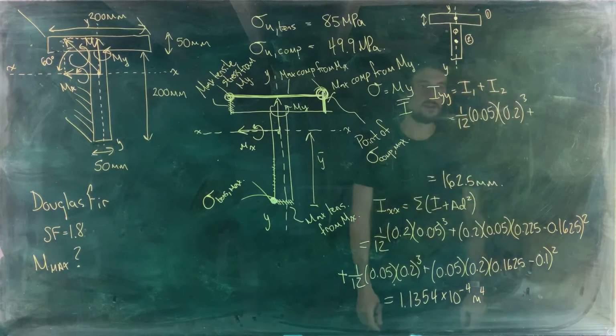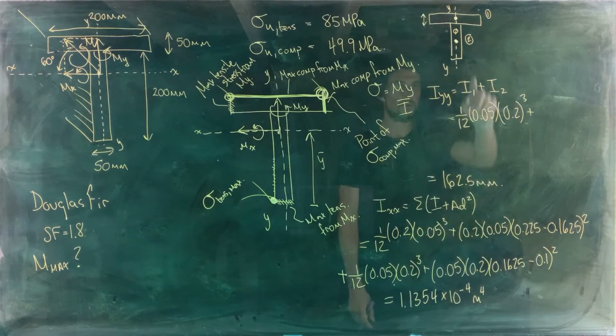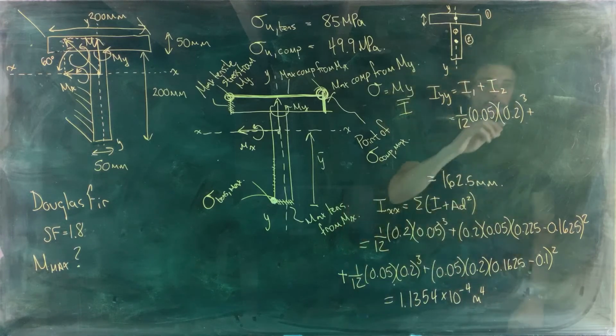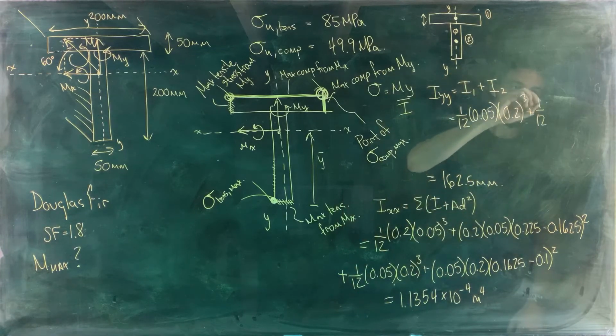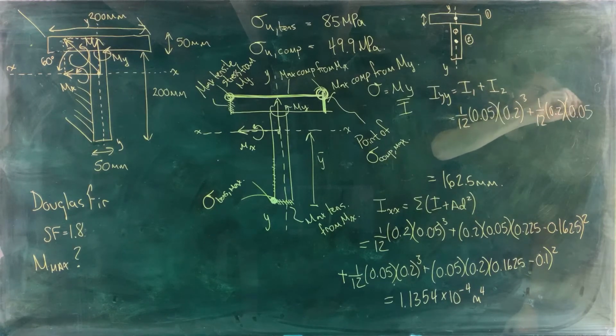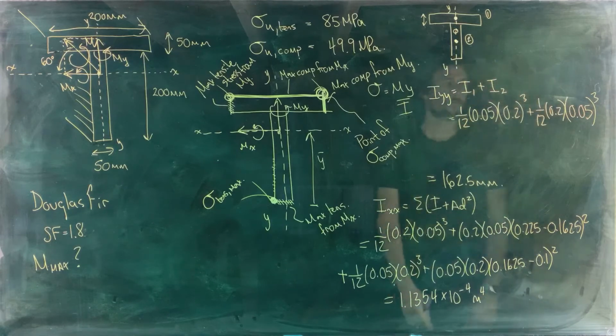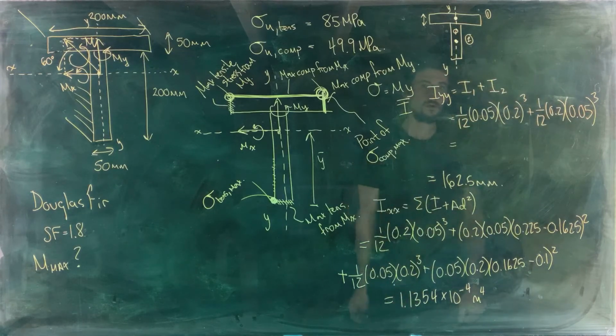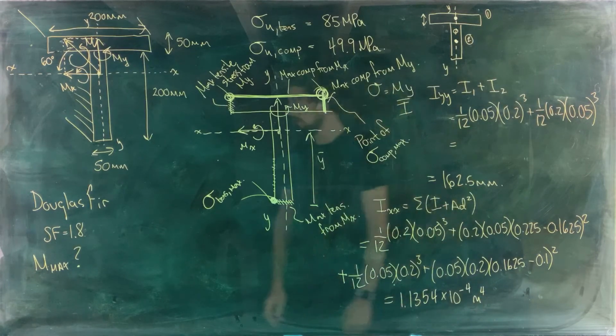And then we just add the exact same thing on for shape number 2, or the upright piece. So we've got 1/12. Its base is the 200. Its height is the 50. Cube that. Okay. There we go.